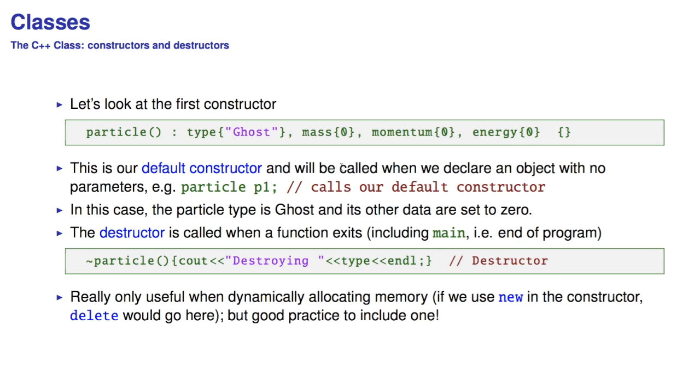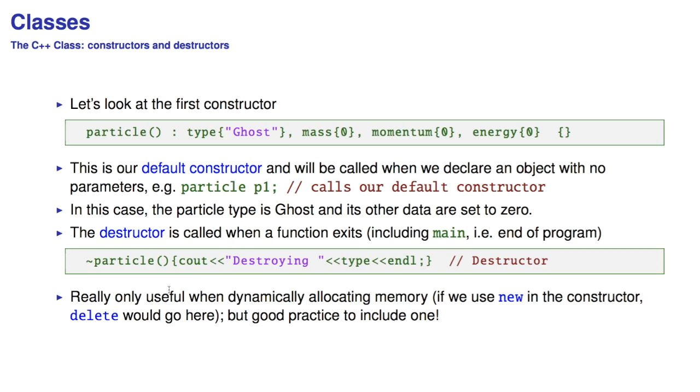Essentially, it will be called when we declare an object with no parameters. If you say particle p1, then these variables are initialized in that way. The particle type is ghost and all the other data are set to 0. The destructor is typically called when a function exits, including main. So if you declare particle in main, then this will be called, and so you can test out what happens with the code. You just run the code and you see it gets destroyed. It destroys quite a few particles.